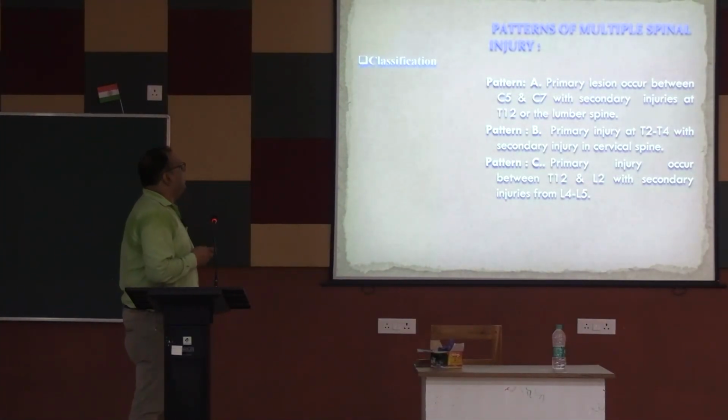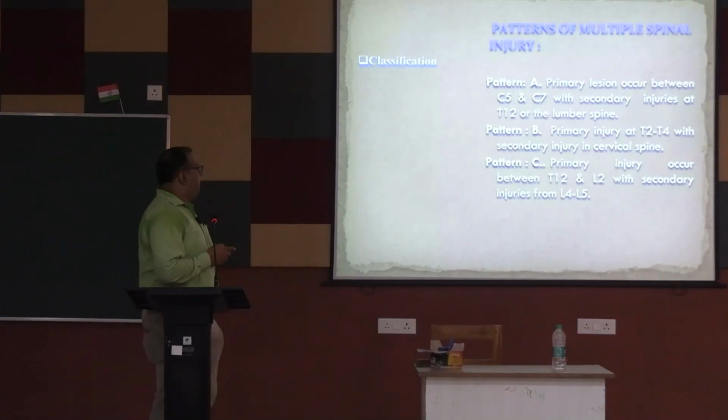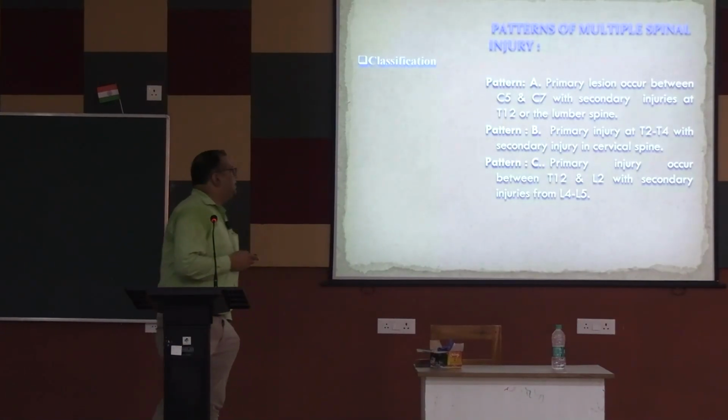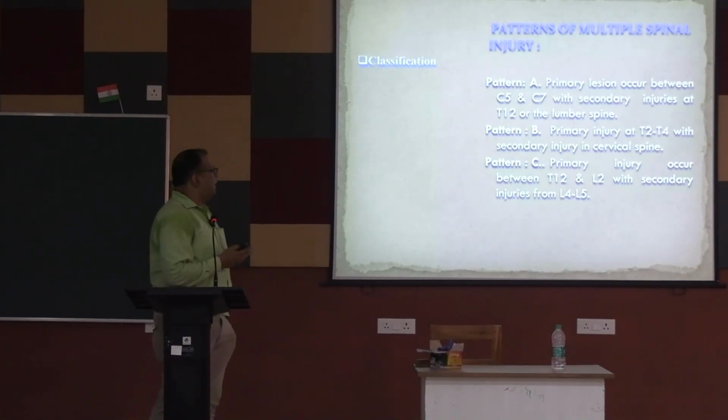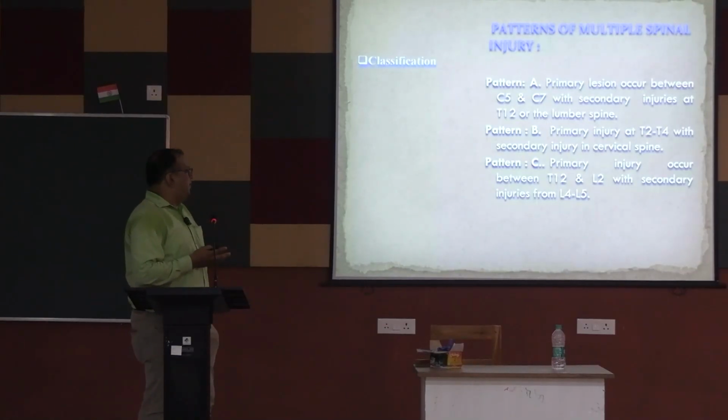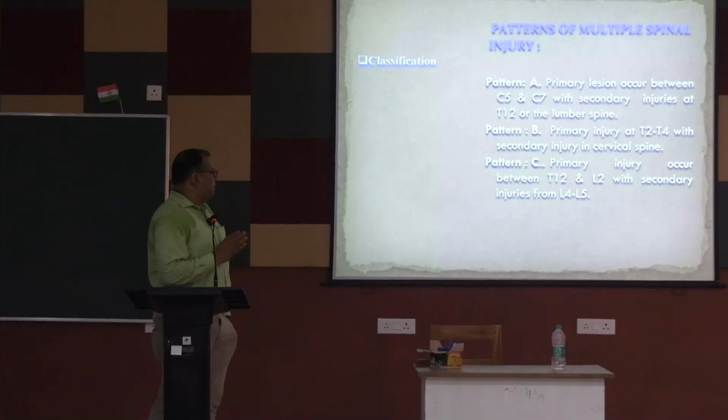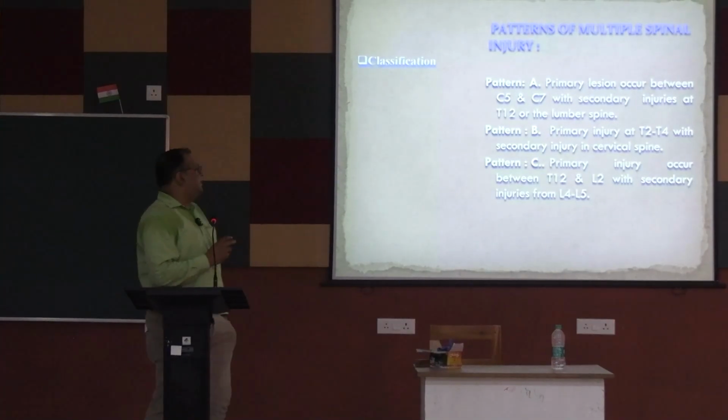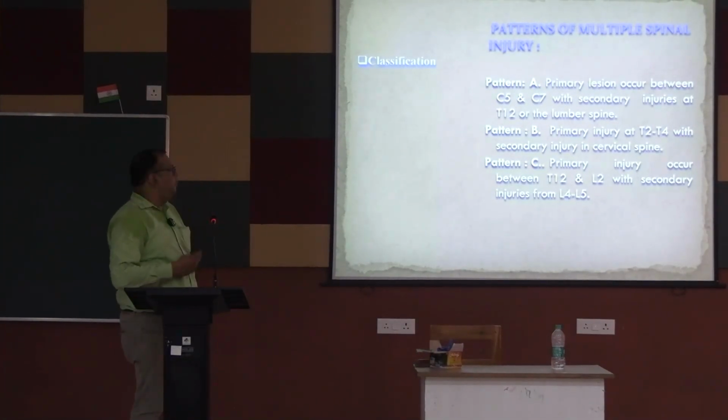So, patterns of injury. Pattern A may be a primary lesion occurring between C5 and C7 with secondary injuries at T12. Pattern B may be a primary injury at T2 to T4 with secondary injury in the cervical spine. And pattern C is a primary injury between T12 and L2 with secondary injuries at L4 to L5, from top to bottom, right?